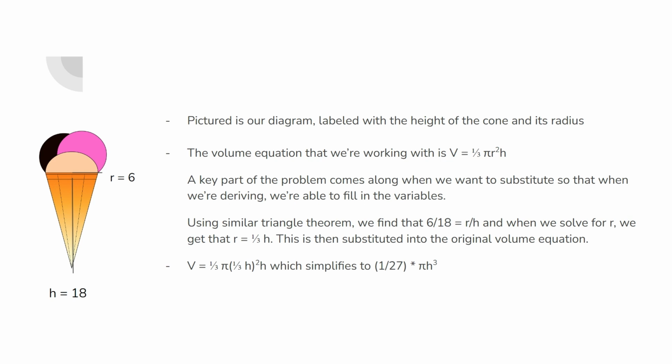And so pictured here is our diagram labeled with the height of the cone and its radius. The volume equation that we're working with is V equals 1 over 3 pi r squared h. And a key part of this problem comes along. We want to substitute variables so that when we're deriving, we're able to fill in the variables. Using the similar triangles theorem, we find that 6 over 18 equals r over h, and when we solve for r, we get that r equals 1 over 3 h, and we substitute that into the original volume equation, which leaves us with V equals 1 over 3 pi times (1 over 3 h) squared times h, which simplifies into 1 over 27 pi h cubed.